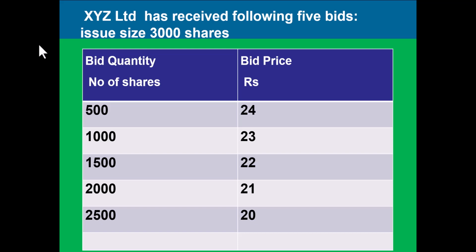Okay, now you can see there are applications for 500, 1,500, 3,000, 5,000, 7,500 shares that have been received by the company, and the share issue size is only 3,000. So that means they have received more than 2.5 times. So this share is 2.5 times oversubscribed. Okay, we can say that.